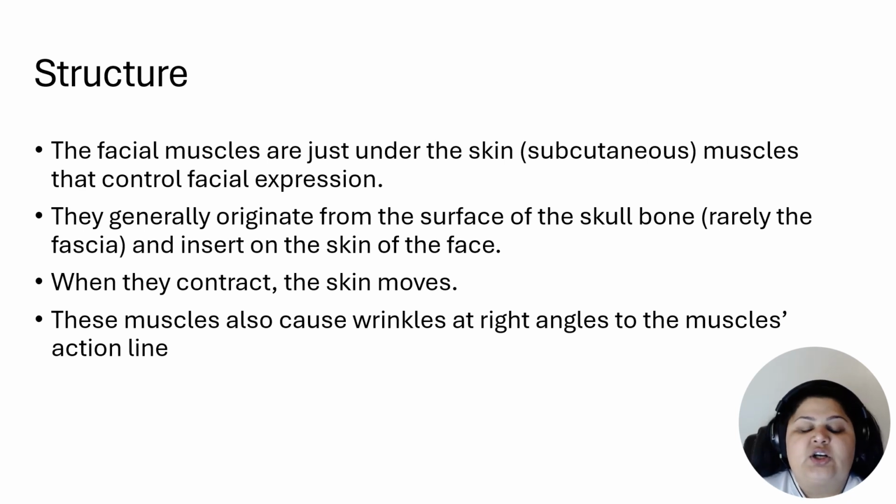The facial muscles are just under the skin, subcutaneous muscles that control facial expressions. They generally originate from the surface of the skull bone, rarely the fascia, and insert on the skin of the face. When they contract, the skin moves. So when we do this, that's our skin moving. That's because of muscles contracting or expanding.